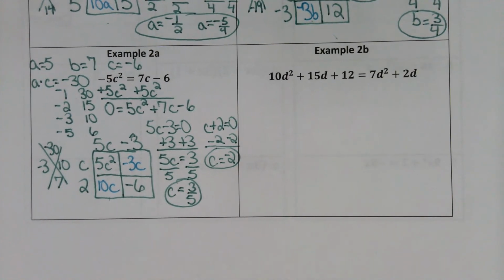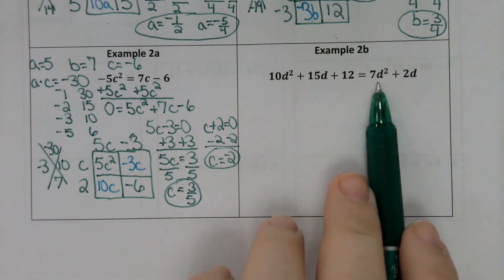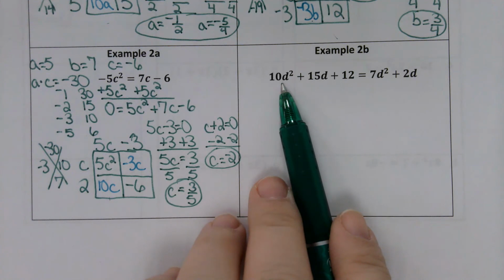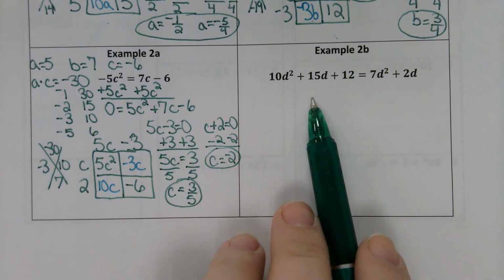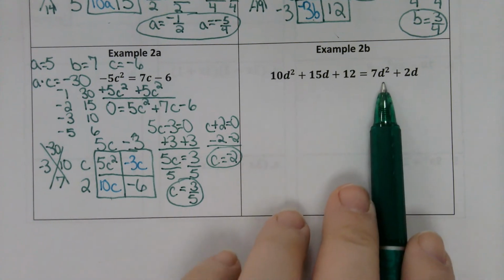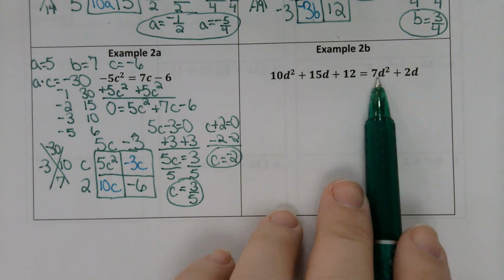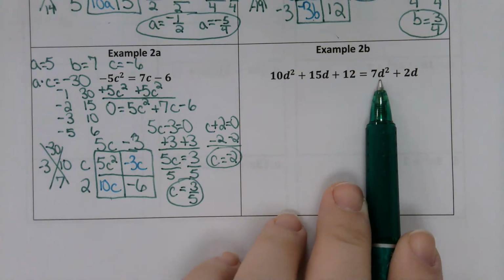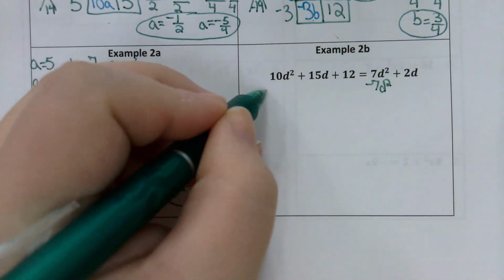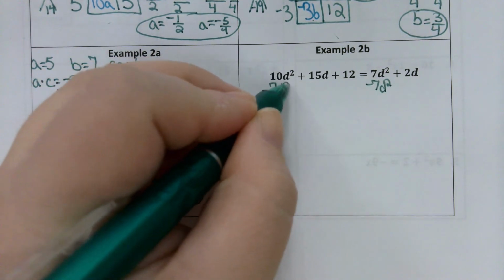For example 2b, we need to make everything equal 0. And remember, we also want to maintain our d squared term as positive. And I notice that I have d squared located on both sides of the equation. So I want to make sure that when I move them to the same side, that my ending number is a positive number. If I subtract 10d squared from both sides, I'll end up with a negative d squared. So I don't want to do that. Instead, we'll subtract 7d squared from both sides, which will give us a positive number.